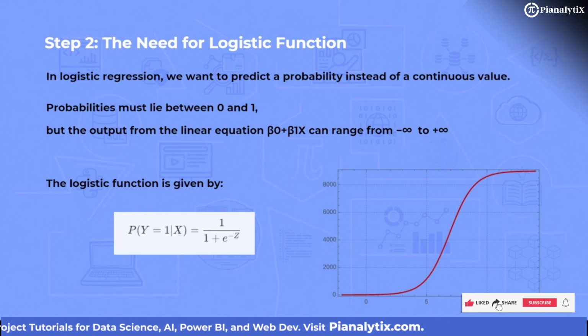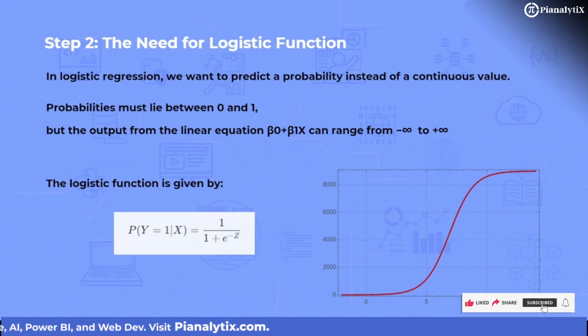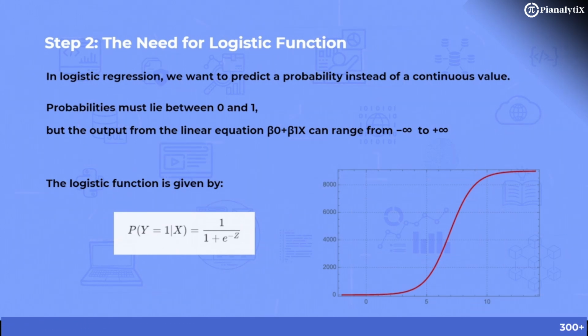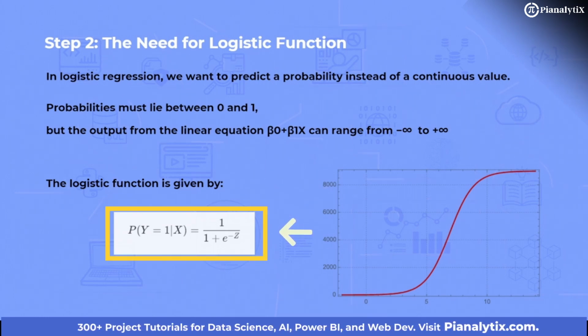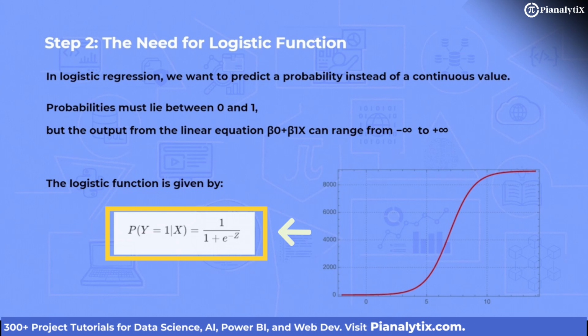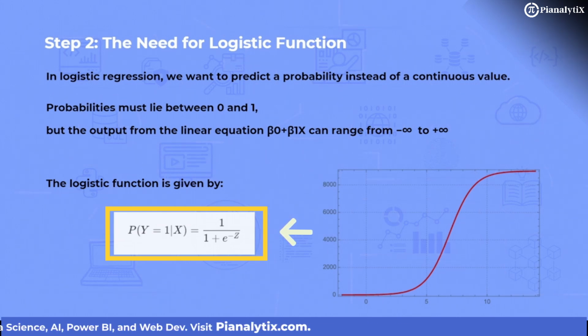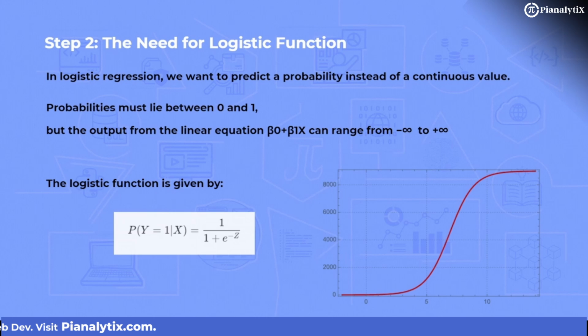So, to convert this linear output into a probability, we use the logistic function, also known as the sigmoid function. This function takes any real number and maps it to a value between 0 and 1. The logistic function is given by P(y=1|x) = 1 / (1 + e^(-z)), where P(y=1|x) is the probability that the output y equals 1 given the input x, and z = b0 + b1x. e is the base of the natural logarithm. e to the power minus z ensures the output is between 0 and 1.